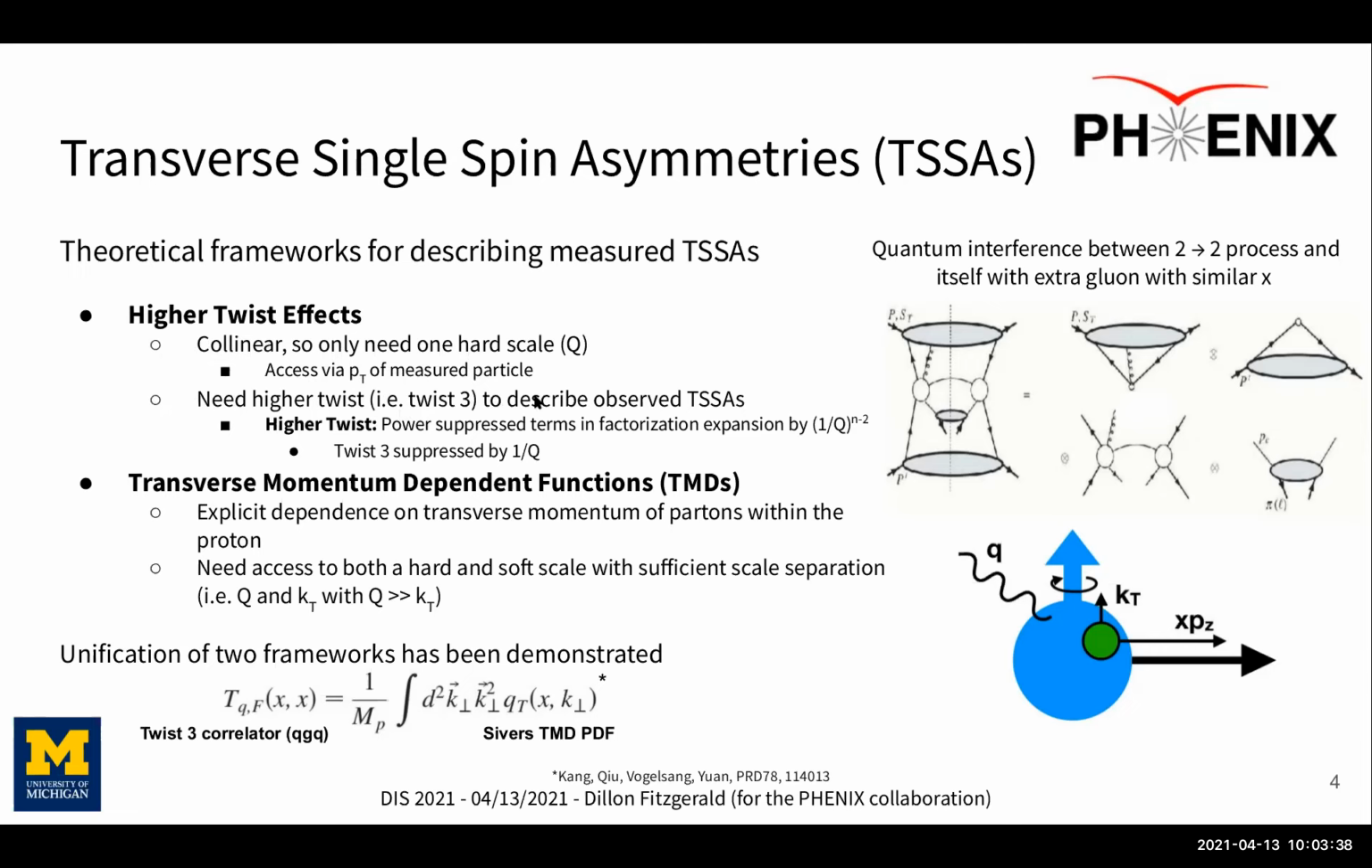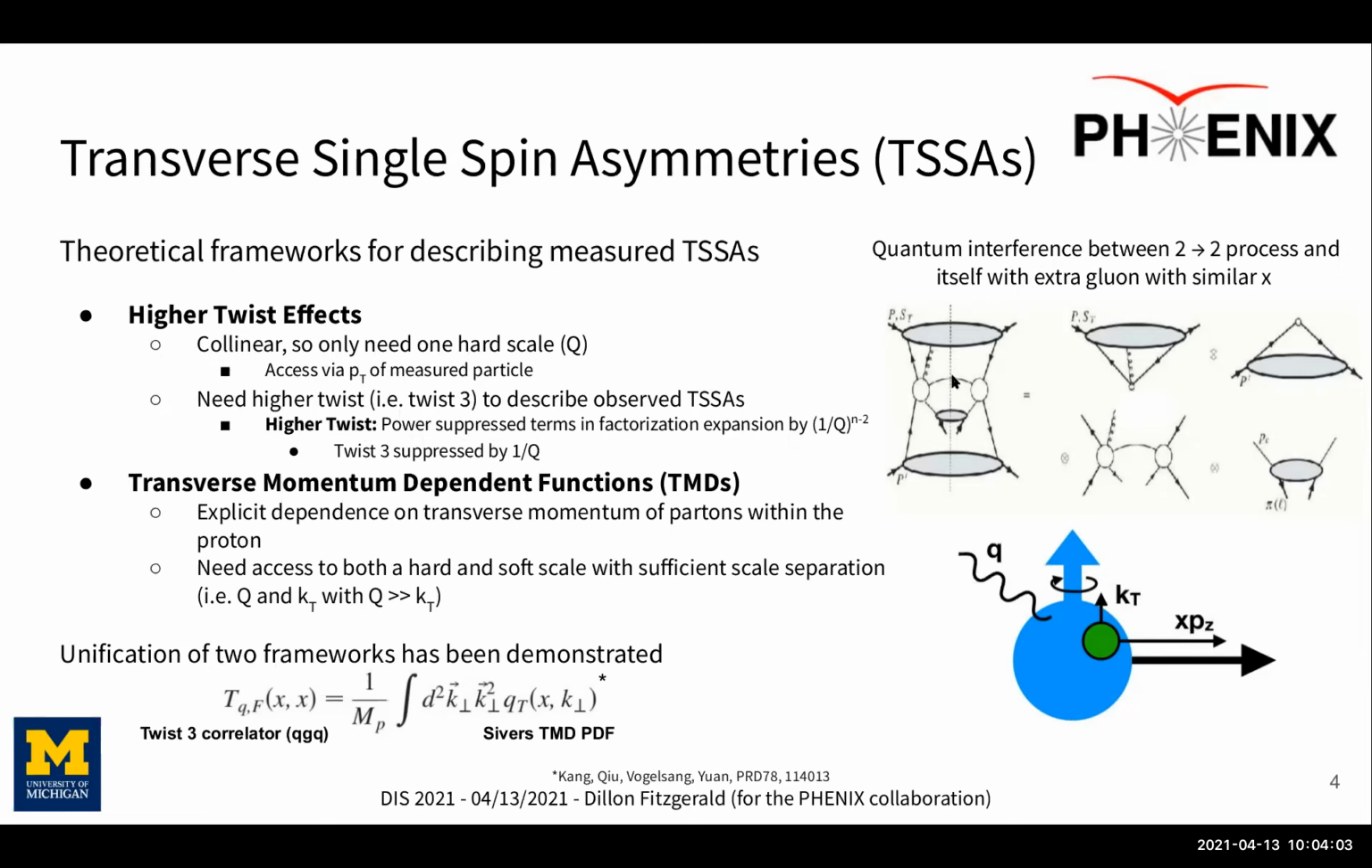For example, twist 3 to describe observed TSSAs. And when I say higher twist, I mean power suppressed terms in the factorization expansion. So twist 3 is suppressed by 1 over Q. And diagrammatically, essentially what this is, is a quantum interference between the 2-to-2 process and the same process with an extra gluon with similar x. And that extra gluon, for example, can come from the initial state nucleon.